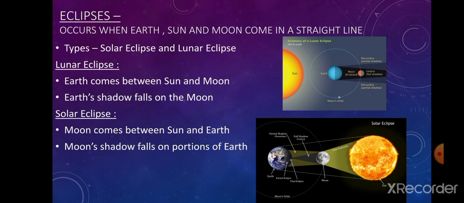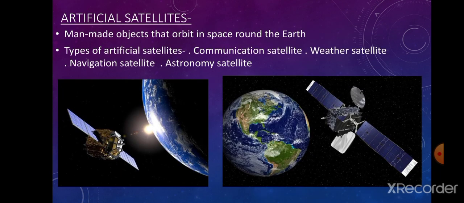Next, you have the solar eclipse. When the moon comes between the sun and the earth, and its shadow falls on some portions of the earth, then the solar eclipse occurs. Types of solar eclipse are partial and total solar eclipse, and they occur for a very short duration.